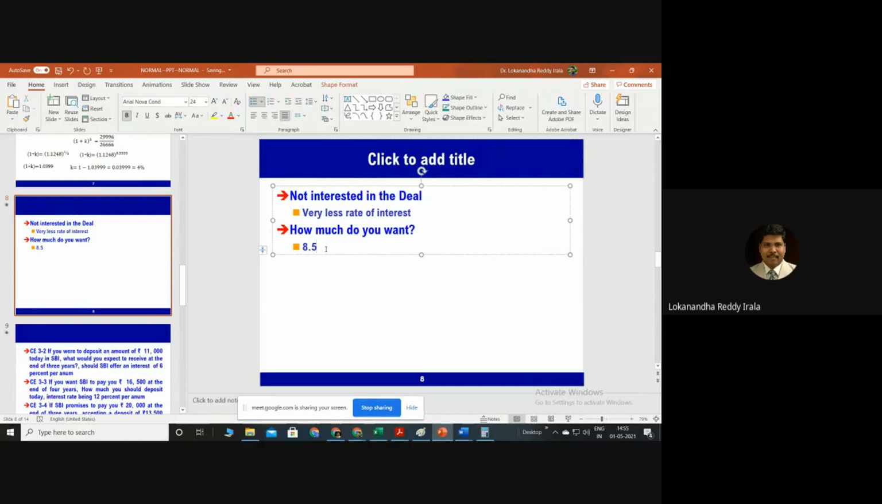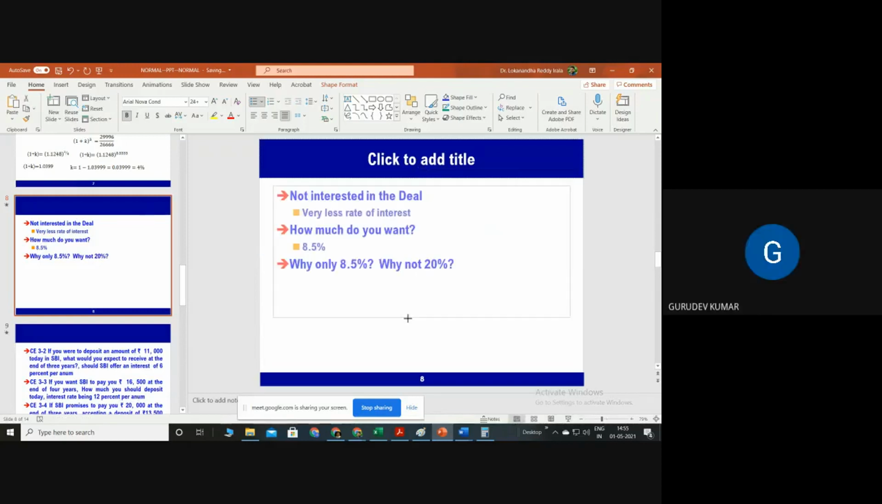Right. Now the next question is why only 8.5? Because that is the interest rate of PF on PPF accounts, sir. Why not the others paying? Why not 20%? Yeah, obviously, sir, but they will never come with 20%. But 8 and 8.5, government is paying, banks are paying.